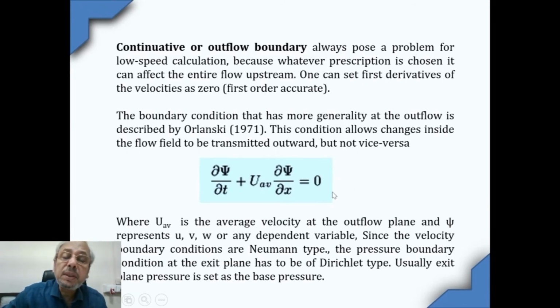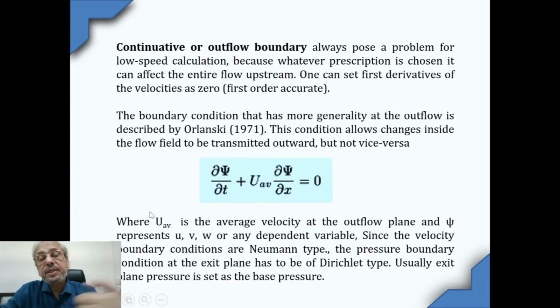So U, V, W, T, psi represents all those variables, and del psi del t plus U average into del psi del x equal to 0. And this U average is basically the average velocity at the exit plane. And obviously, when we are computing for a given time step, it is not known at that time step, so it should be known from the previous time step.